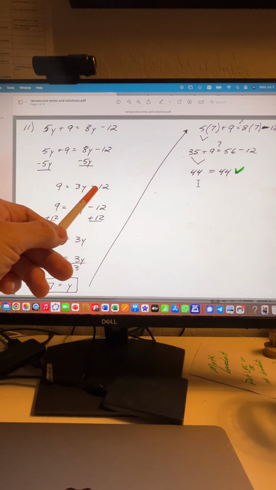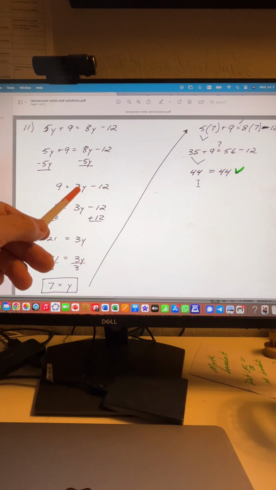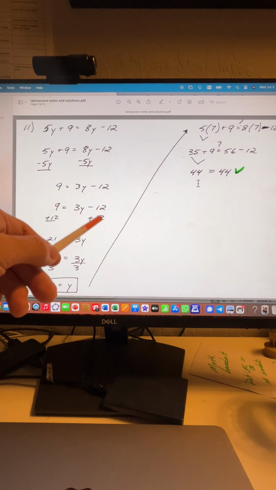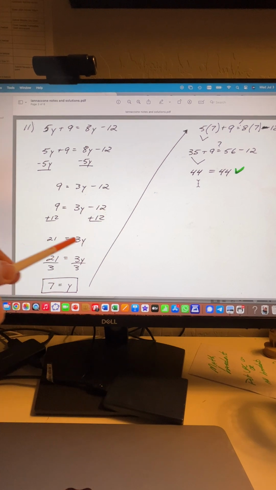So then once I subtracted the 5y, we're doing that order of operations in reverse. So we handle the subtraction before we handle the multiplication. And I add 12 to both sides to cancel it out. And then I would divide by 3 and then get you 7. And then I checked it.